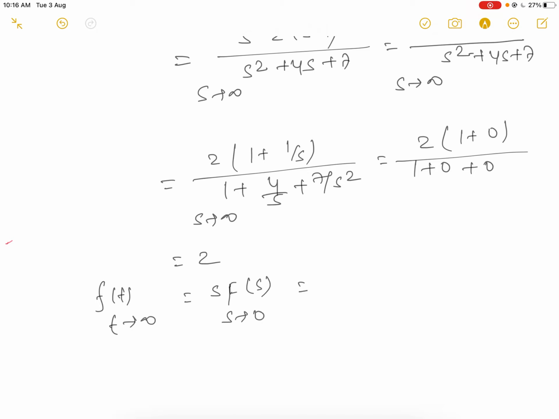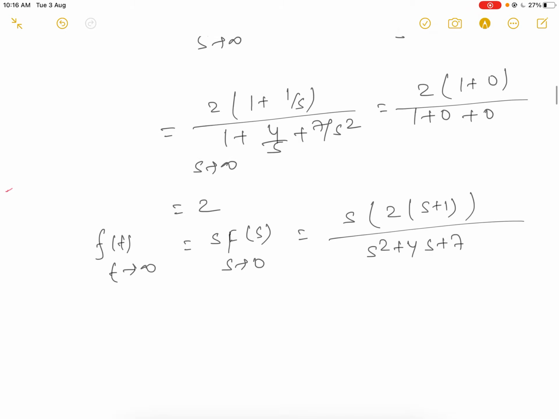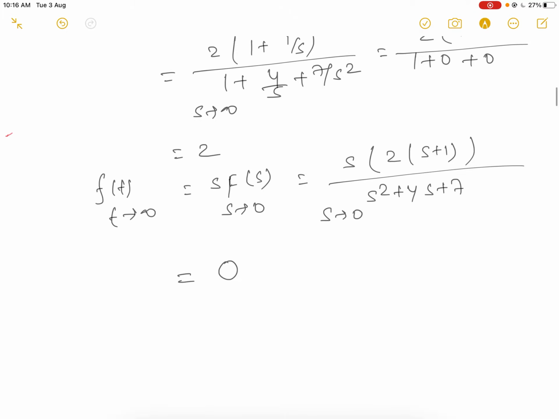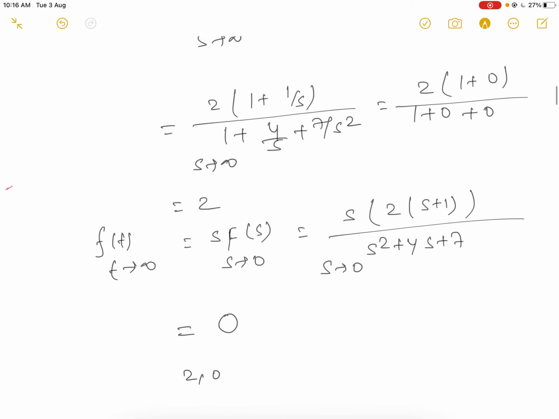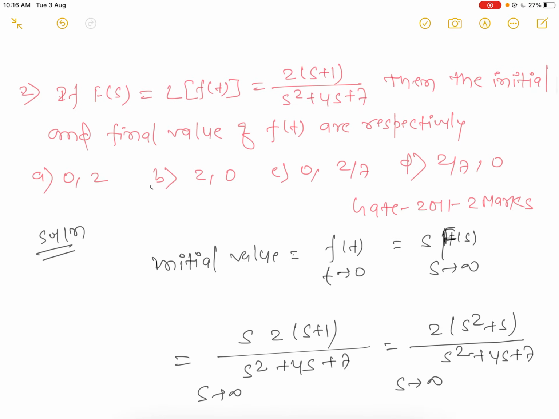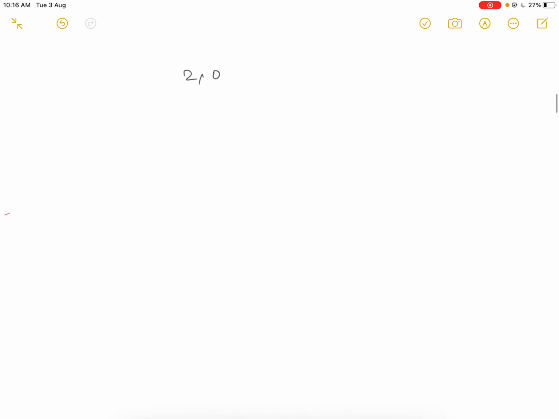The initial value we will get is 2, and for the final value, f(t) as t tends to infinity is equal to sF(s), s tends to 0. Multiply s into 2s plus 1 upon s square plus 4s plus 7, s tends to 0. Then when we put s tends to 0, we will get 0. So the answer will be 2 and 0. Which option? Option B is the right answer. Okay, option B is matching, so option B will be the right answer.